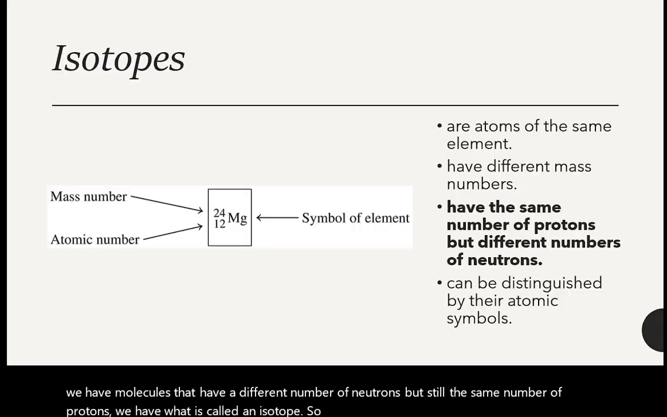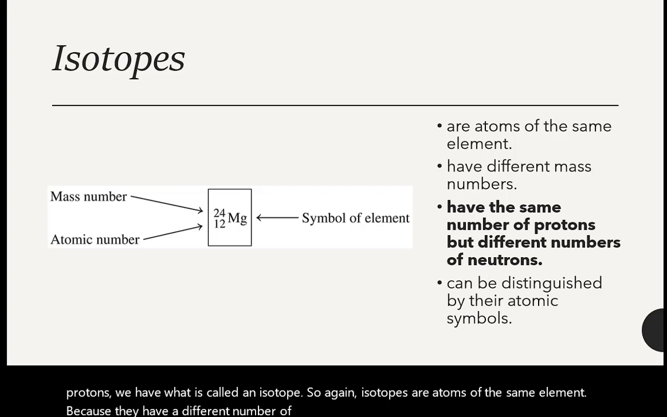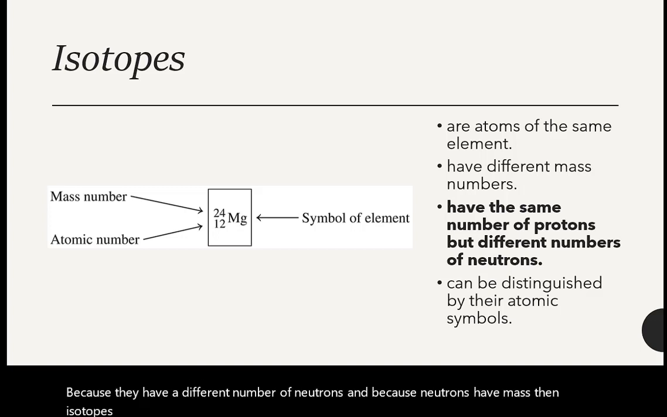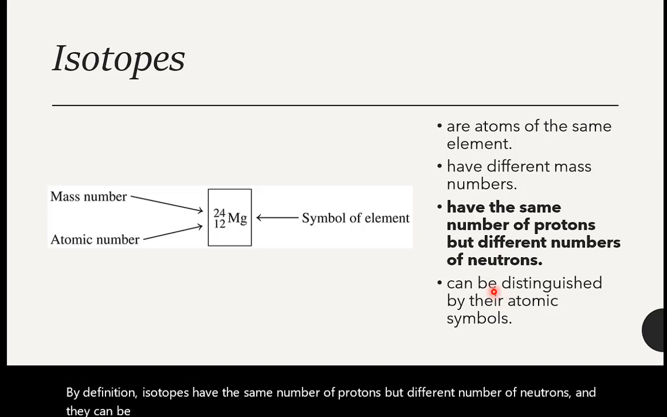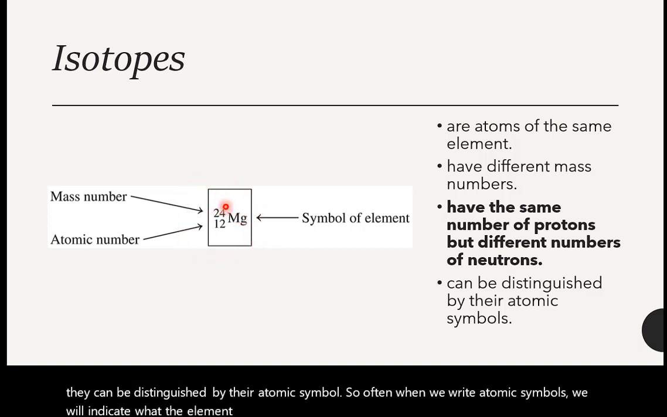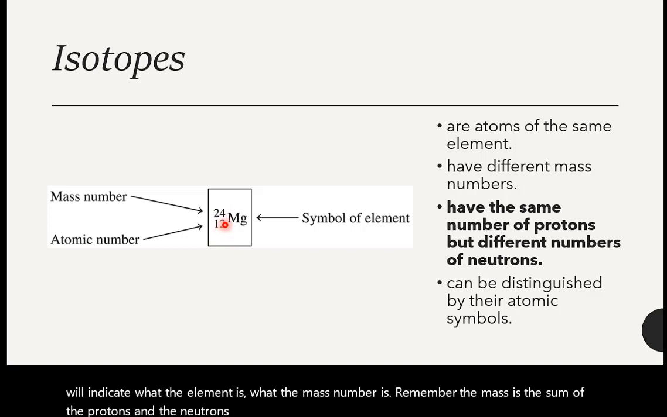So again, isotopes are atoms of the same element. Because they have a different number of neutrons, and because neutrons have mass, isotopes will have a different mass number. By definition, isotopes have the same number of protons but a different number of neutrons. And they can be distinguished by their atomic symbol. Often when we write atomic symbols, we will indicate what the element is, what the mass number is, remember, the mass number is the sum of the protons and the neutrons, and the atomic number, which reflects how many protons are there.